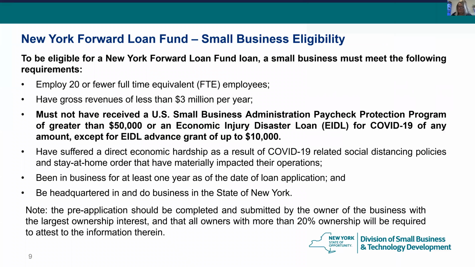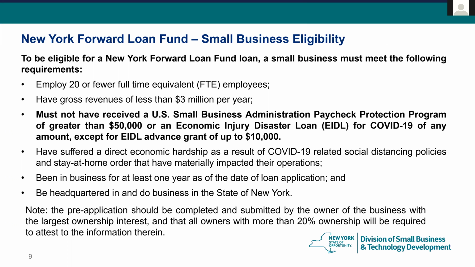Now, to be eligible for the Forward Loan Fund, a small business needs to meet the following requirements. And again, these are the requirements at this moment in time. You have to employ 20 or fewer full-time employees. And a quick rule of thumb is that a part-time employee would count essentially 2 for 1 as a full-time employee. So you could have up to 40 part-time employees. You have to have gross revenues of less than $3 million per year. So $3 million is your gross revenues in 2019 or less.